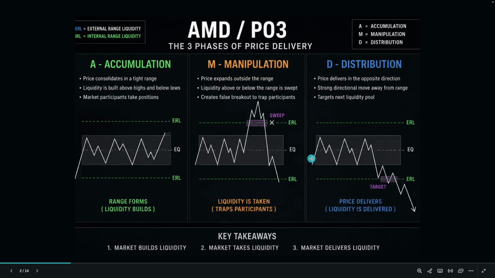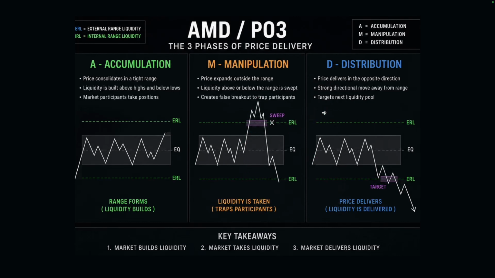And then you have distribution, which is the last phase of the Power 3, where price is delivering in the opposite direction of manipulation, and then a strong directional move away from the range. And it targets the opposite end of the range and then whatever other liquidity is there. This is market delivery of liquidity. So you got price going from external range liquidity to internal range liquidity, so on and so forth.